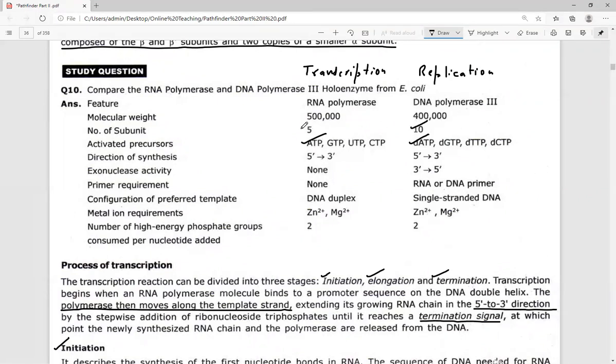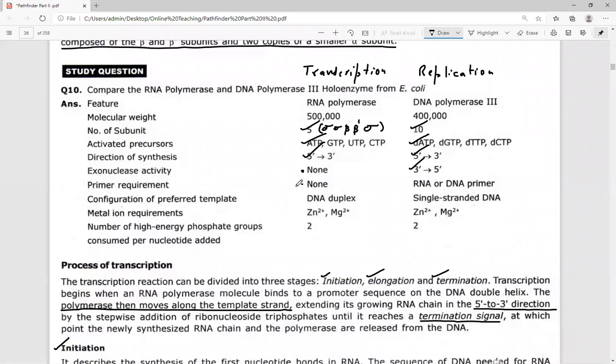DNA polymerase has 10 subunits. RNA polymerase has 5: alpha, alpha dash, beta, beta dash, and then you have your sigma factor. Those are the different subunits which are present. This would be beta and this would be beta dash. These are the 5 subunits. Now it is going to synthesize in the 5 prime to 3 prime direction. Exonuclease activity: no exonuclease activity is present. Very important.